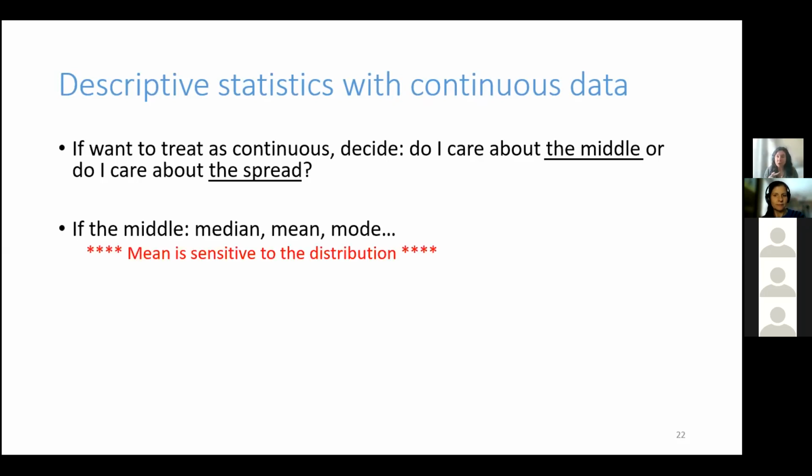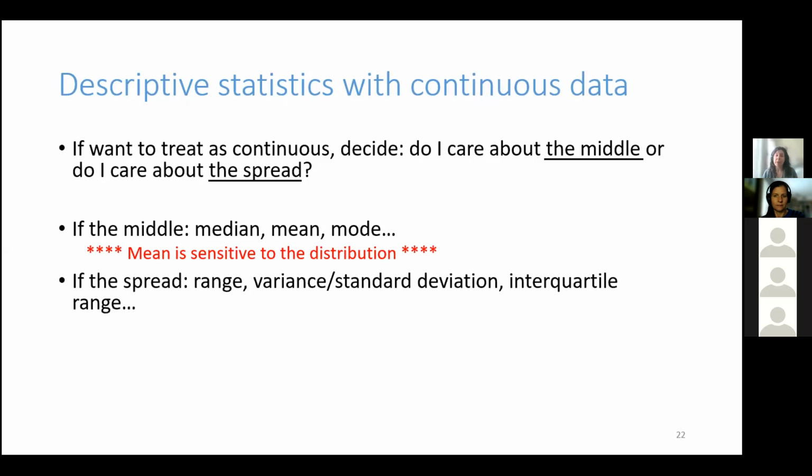If you care about the middle, then you're generally interested in things like the median, the mean, and the mode. I'm just going to flag that the mean is sensitive to the spread. If you have a really long tail in one direction, it will pull the mean. So the mean is a bit funny because it tells you about the middle, but it's sensitive to the spread. The median is very strictly about the middle, and the mode is also very strictly about the middle. If you care about the spread, then we're talking about range, variance, standard deviation, interquartile range.